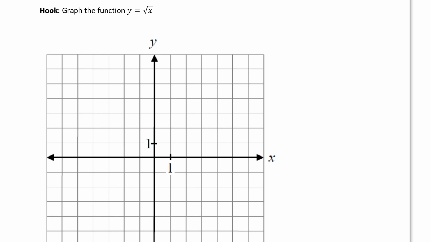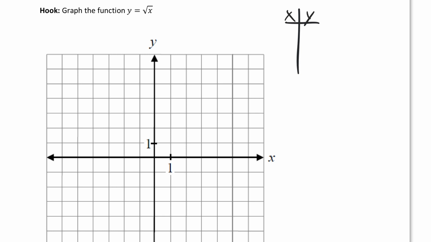Hello. In this video, we're going to look at graphing radical functions. To start off, let's graph the easiest radical, y equals square root x. Now to do this, the best thing to do is start with a table of values. So over on the side, we're going to go ahead and have our x and y table.